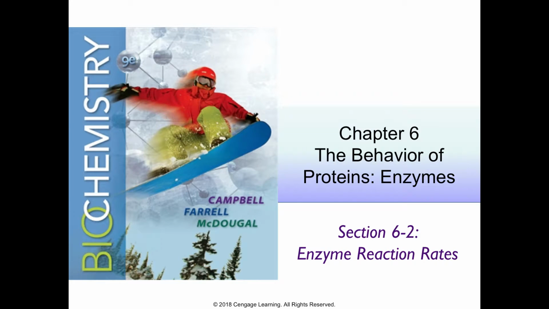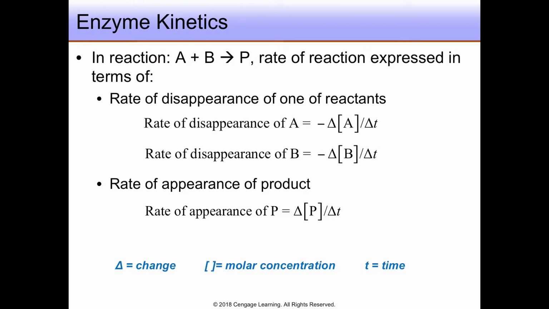Since we're going to be talking about how enzymes increase reaction rates, let's try to get a better idea of the factors that influence these rates. Let's consider a simple reaction where reactants A and B combine to form product P. We can describe the rate at which this occurs as the rate at which either of our reactants disappears or the rate at which our product appears.